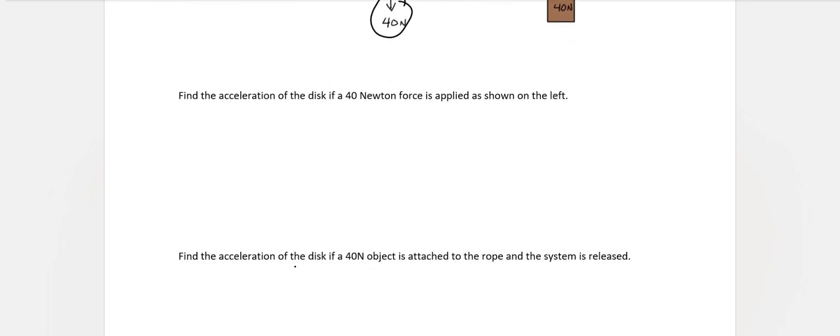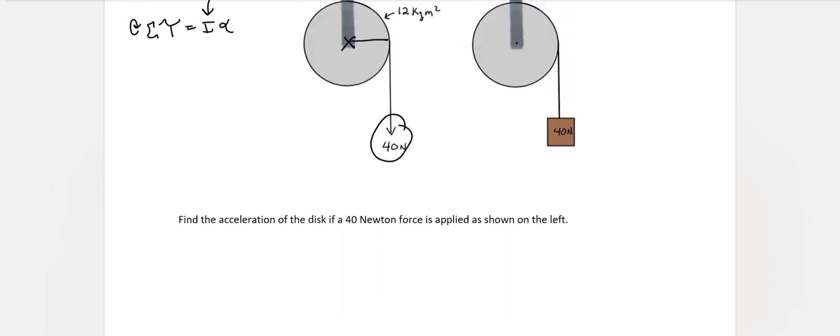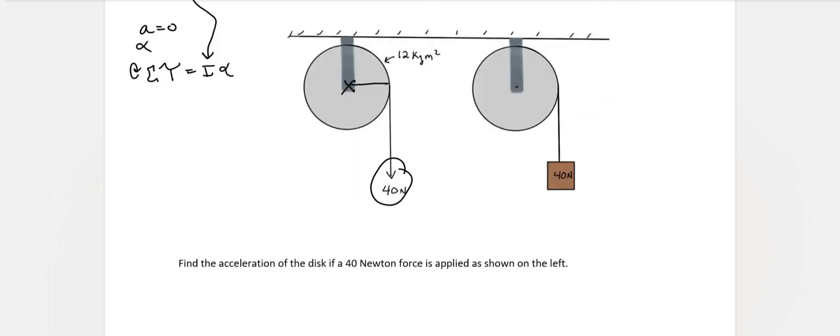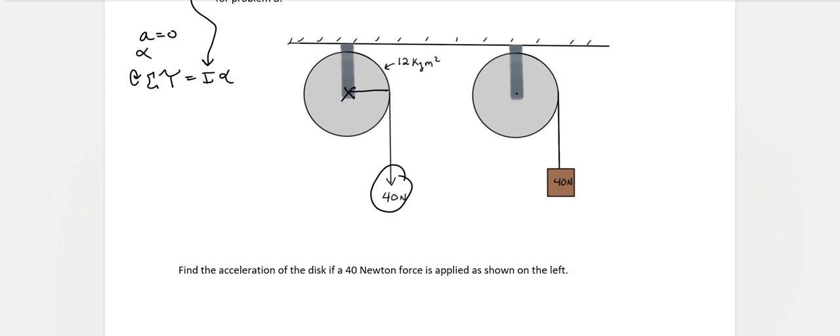Okay, so part B: find the acceleration of the disk if a 40 Newton object is attached to the rope and the system is released. That's the problem over on the right. You might think that it's going to be the same, but, as you can probably guess by the fact that I've even asked this question, it's not. Let's talk a little bit about why. First, draw a free body of this object. It should have 2 forces on it: the 40 newtons down, and then I'll let you decide on what the other force is, but I will tell you it's going to be up.